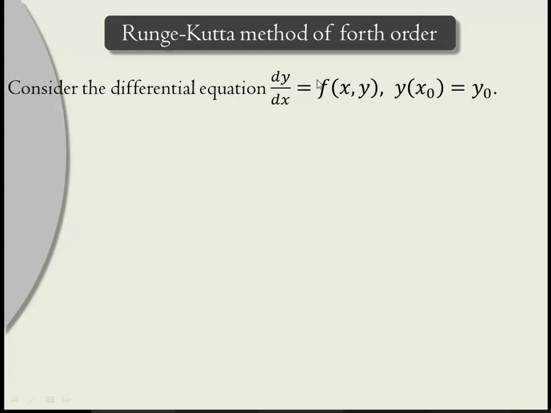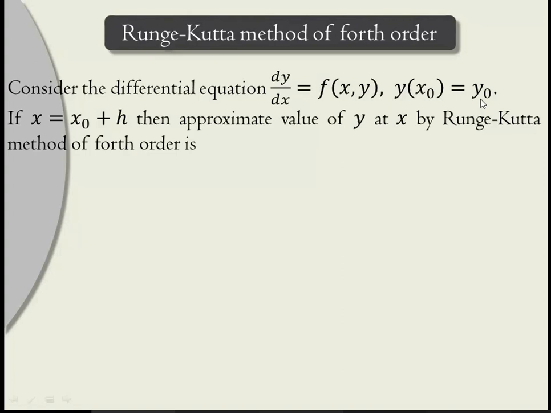We are given a differential equation of first order, dy by dx equal to some function, say f of x, y. We are given the initial point y of x naught equal to y naught. Then the point at which we want to find y is generally denoted by x naught plus h. By using the Runge-Kutta method, the value of y at x naught plus h will be y naught plus k.